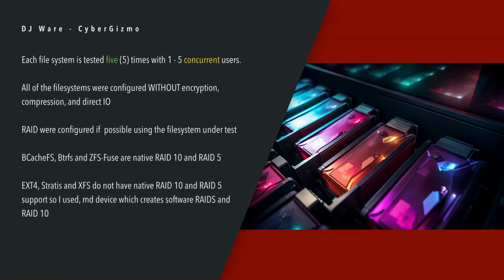How am I going to configure the RAIDs? If the file system under test has native support for RAID 10 and RAID 5, I use that. ext4, ZFS, Stratis, none of those have native support for RAID 10 or RAID 5 built into the file system. So I had a choice between using LVM or the mdadm utility. Both of those use the MD driver in the kernel, so it shouldn't matter which one I choose. But if you want to see me run the tests on LVM, fine, put a comment below, and if I get enough requests, I'll do it. If not, I'm lazy and I'll probably blow it off.